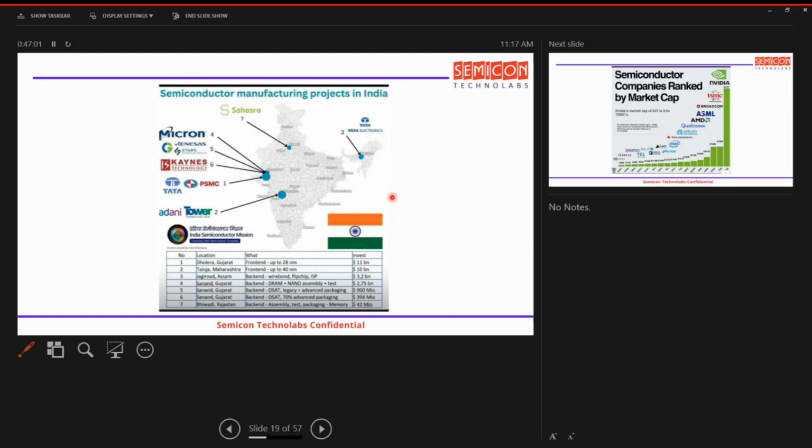So what does it indicate? It indicates more and more job opportunities within India in the coming years. That's the takeaway here.